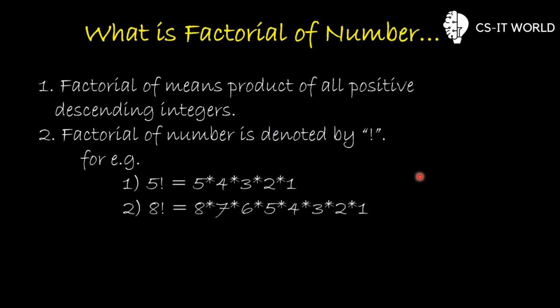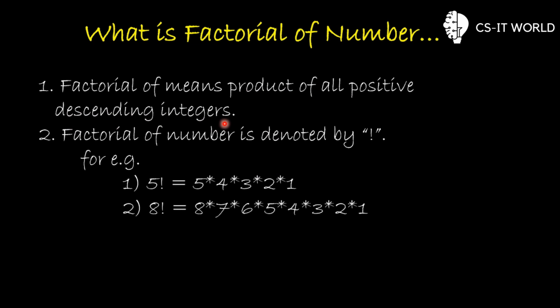For example, 5 exclamation. And here you can see I have written something like 5 multiplied by 4 multiplied by 3 multiplied by 2 multiplied by 1. So what is this? Now this is the process of finding factorial of a number. So how we can find it? We can find it like a product of all positive descending integers, or we can say all positive descending numbers.